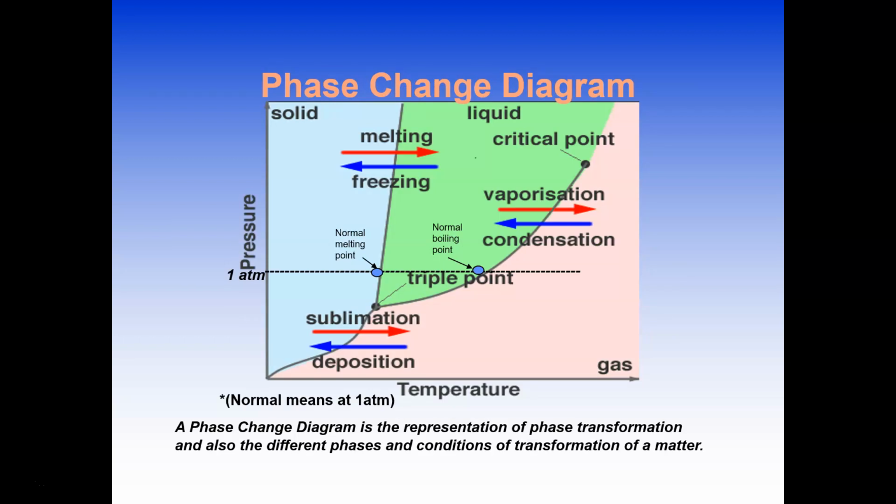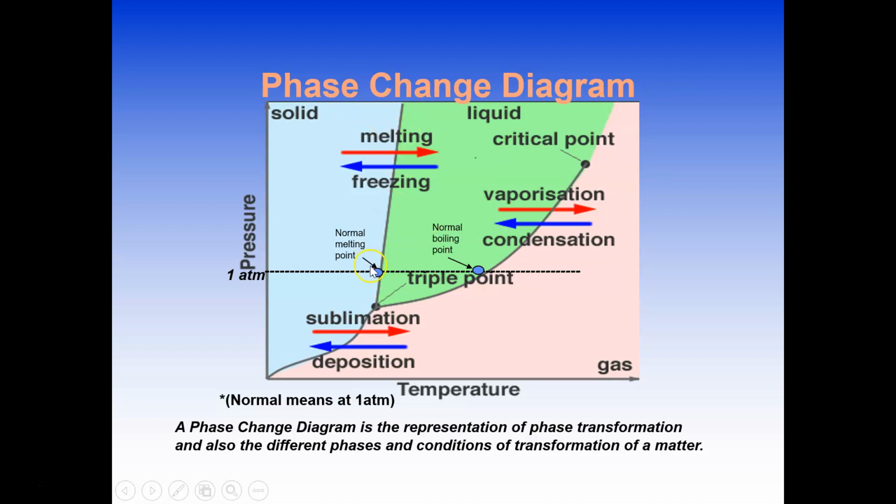So we can put phase changes into what is called a phase change diagram. They will always kind of have this Y shape in them. A phase diagram is a representation of a phase transformation and also the different phases and conditions of transformation of matter. So what they're showing is that at different temperatures and different pressures, you will have different states of matter. They always go solid, liquid, gas. The solid will always be the first group, the liquid will always be in the middle of the Y, and the gas is always going to be down in this bottom part.